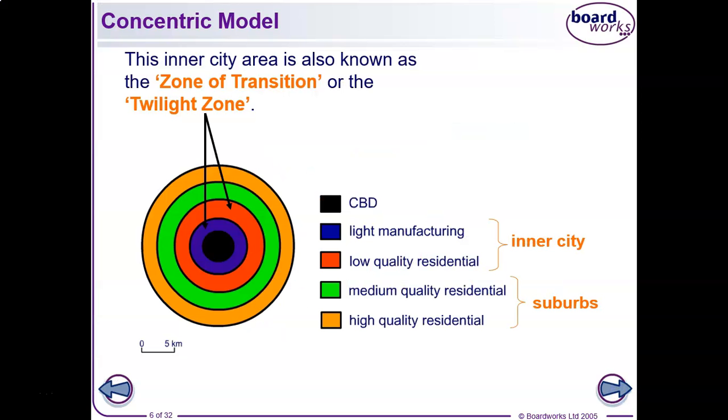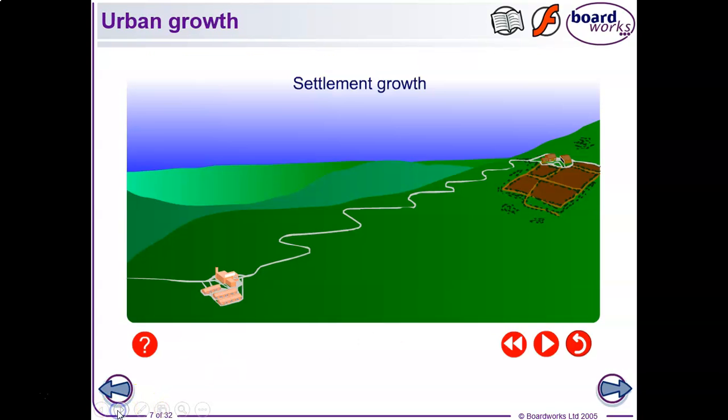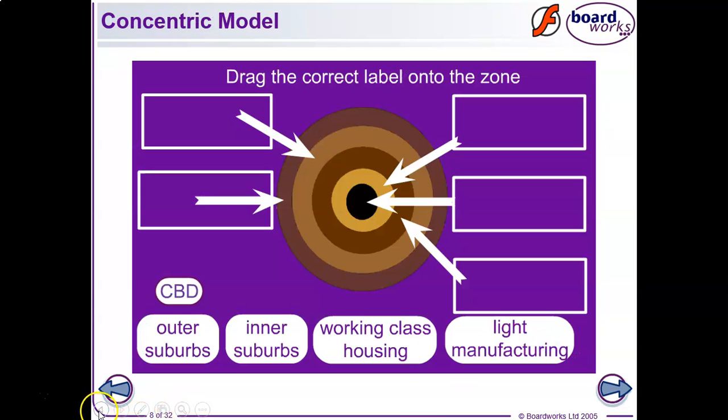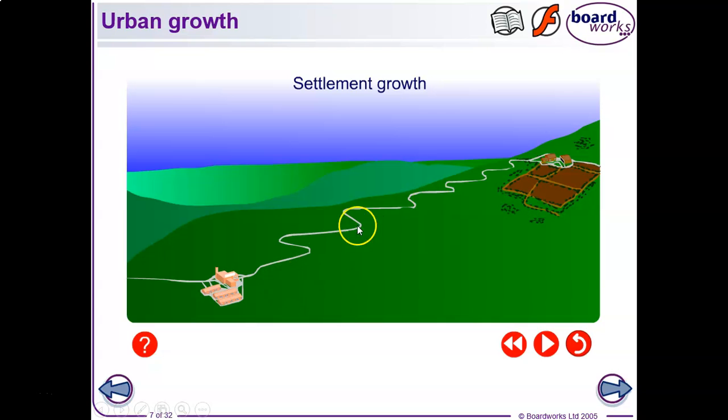And basically you have to familiarize yourself with these 5 zones: the CBD, light manufacturing, low quality residential housing, medium quality residential housing, and high quality. You can see that these areas are normally in the inner city, and these areas are as you move out to the suburbs. So Hoyt's theory basically suggests that settlement grows in an outward pattern. This was supposed to start here, so that you had your CBD in the middle and it starts to spread out, and eventually it was spread out into the countryside.